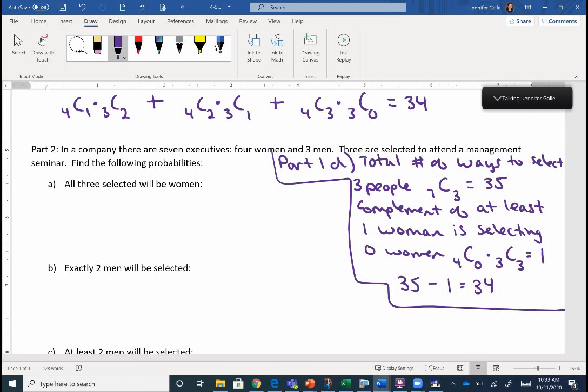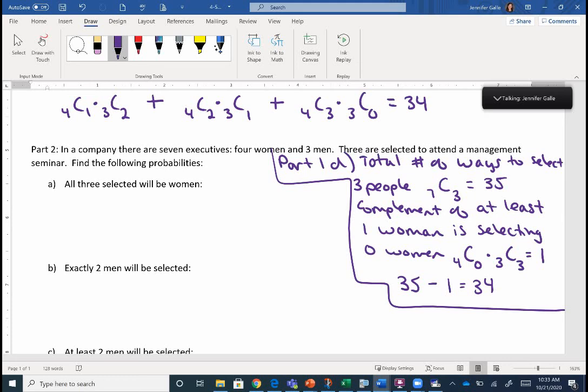Yes. Instead of having to find, in this case we were lucky because we were only selecting up to 3 women, so we only had to worry about 1, 2, or 3. What if instead of having 7 executives, what if it was a big company and they had 70 executives? And they were selecting maybe, let's say, 20 people to go. And we wanted at least 1 woman. Holy cow. We would be adding things up for days.